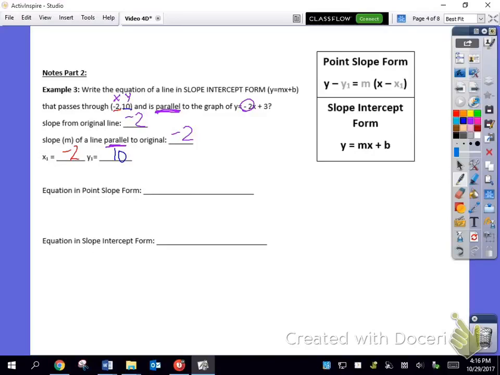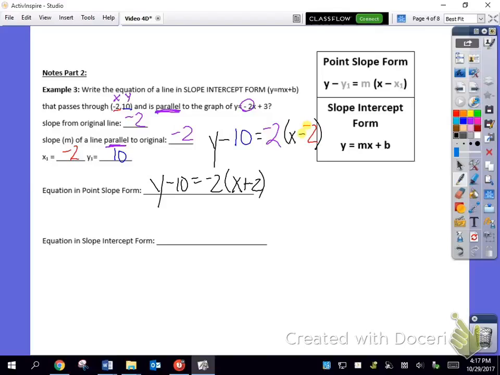So now I'm going to write my equation, y minus, and then x minus, right? So it's y minus 10 equals, my slope is negative 2, and then the x value happens to be negative 2. Now here I have minus and negative, so I have to change that. So it's y minus 10 equals negative 2, parentheses, x plus 2.